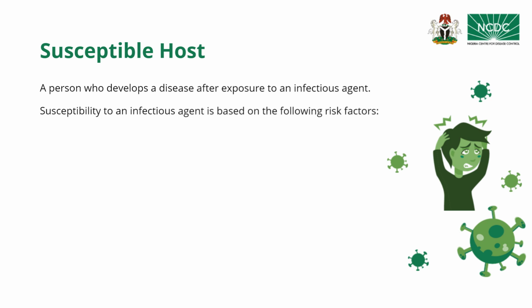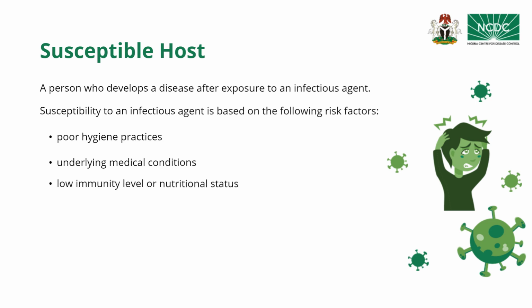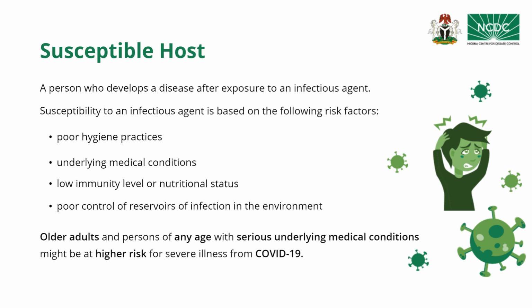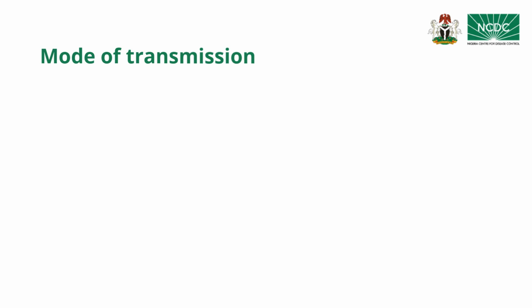Susceptibility to an infectious agent is based on the following risk factors: poor hygiene practices, underlying medical conditions, low immunity level or nutritional status, poor control of reservoirs of infection in the environment. Older adults and persons of any age with serious underlying medical conditions might be at higher risk for severe illness from COVID-19.